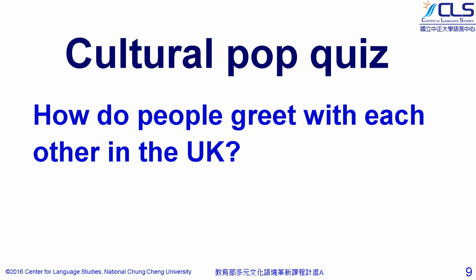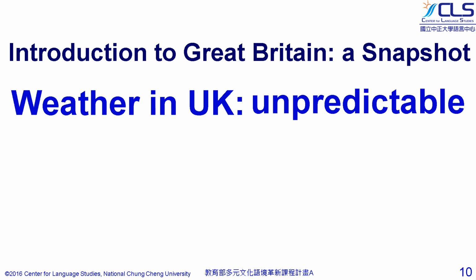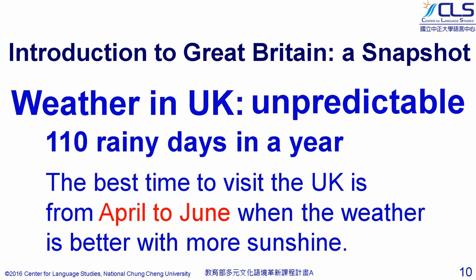In Taiwan, we usually greet each other by saying, "Have you eaten yet?" In the UK, people usually greet each other by saying, "How's the weather?" If we could use one word to describe the weather of the UK, that will be unpredictability. On average, there are 110 rainy days in a year. The best time to visit the UK is from April to June, when the weather is better with more sunshine.